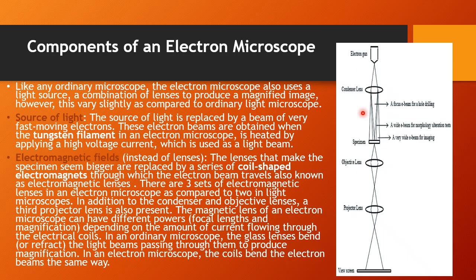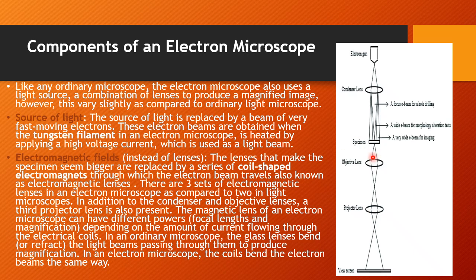And apart from that, here we use three electromagnets, coil shaped electromagnets. As you can see here, this is the first one, this is the second one, and this is the third one. So we use three coil shaped electromagnets, and these electromagnets will act as lenses.